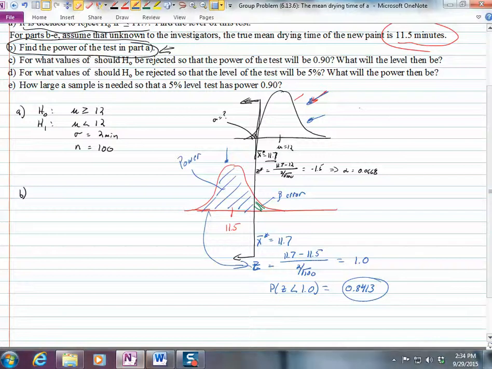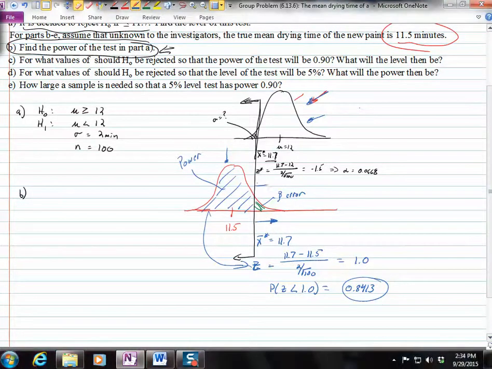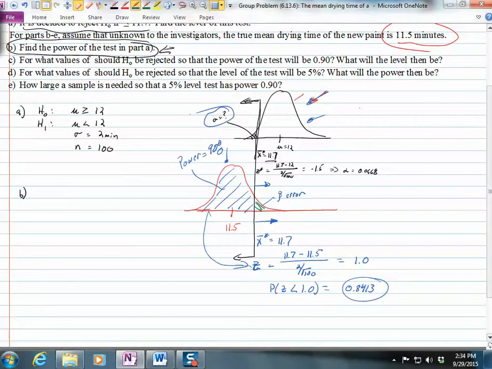Right now it was 84%. Let's move this line over this way, right? So for people that are getting this on the video, we're going to shift that line over so that it equals 90%. And then it's asking, what will the level be? So it's saying, well, what happens to that alpha when that line shifts over?